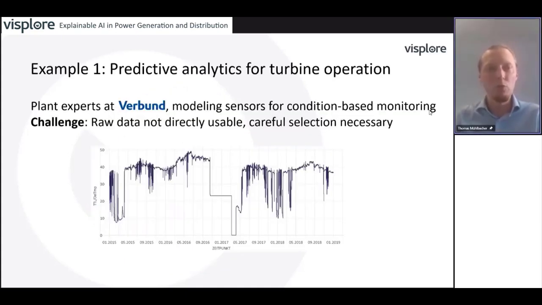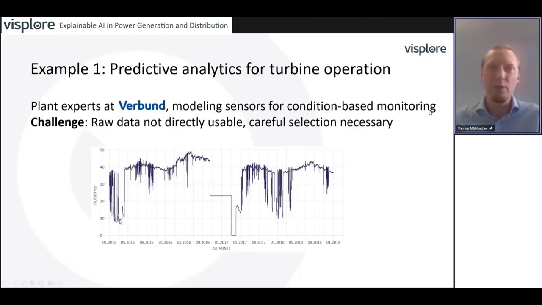And it is from Verbund, Austria's largest hydropower provider. It's about condition-based monitoring of a turbine. The turbine is an important asset, and monitoring its health is critical. For this turbine, we have a sensor for the oil temperature. And the plant experts want to define a dynamic tolerance corridor to generate early warnings whenever this oil temperature doesn't behave normally. So we have to model the normal expected oil temperature.